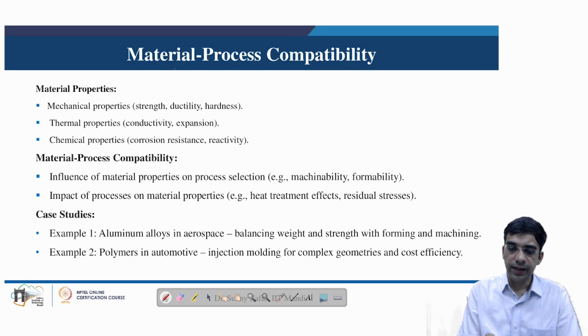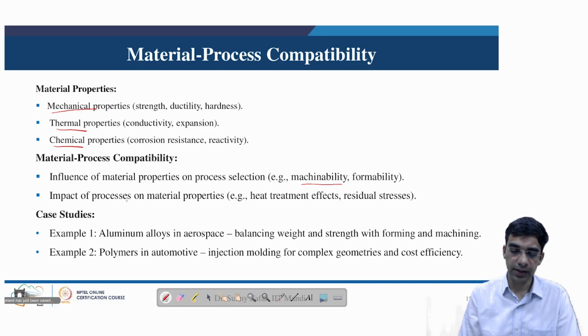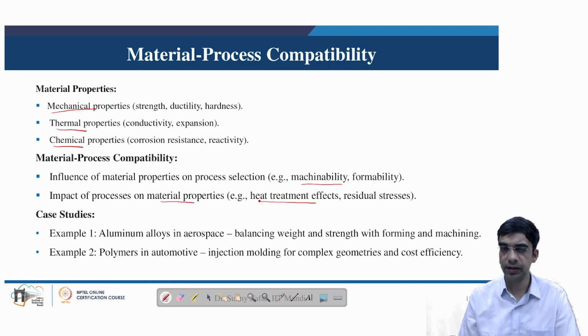So we would also like to look at material process compatibility, how the different properties of materials, say mechanical properties, thermal properties or chemical properties, influence the material and process compatibility. Influence of material on process selection may be there in terms of machinability or formability. How the process leads to a change in material properties, for example heat treatment effects may cause reduced hardness or improved ductility, or the inducing of residual stresses, and how heat treatment may help to relieve the residual stresses.